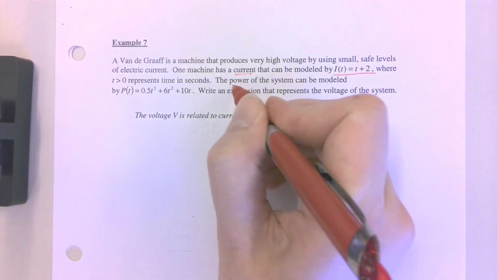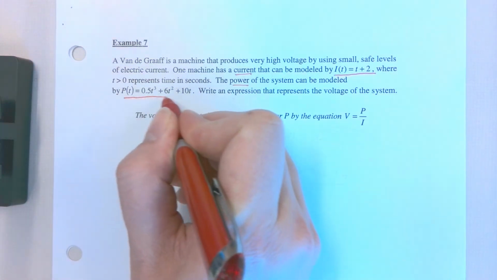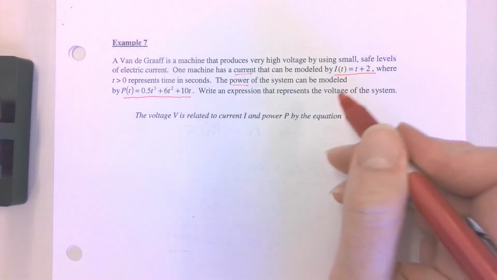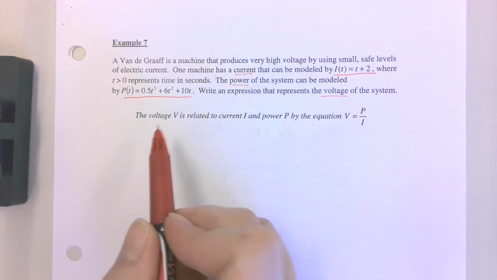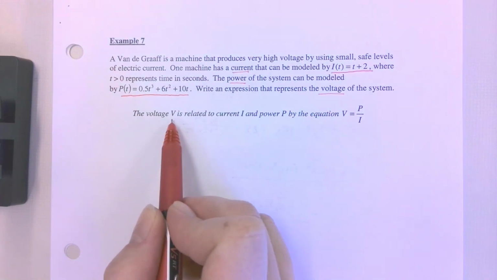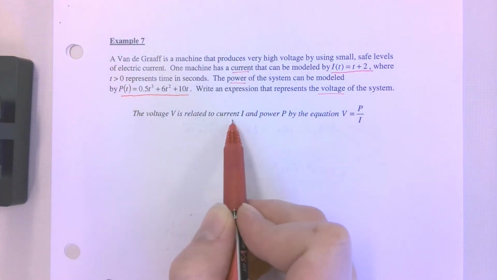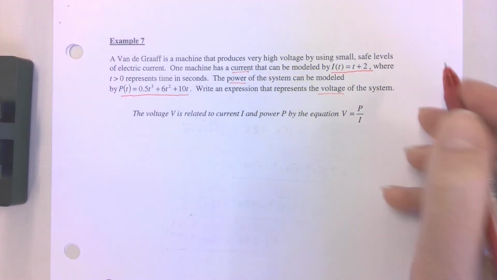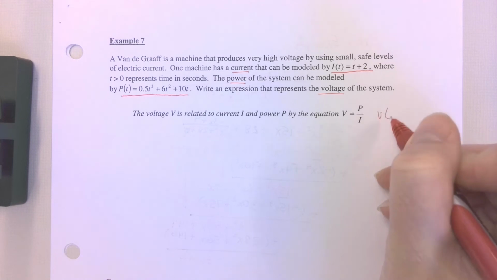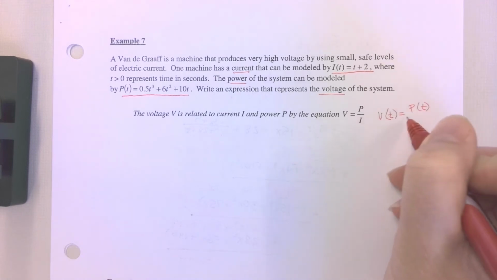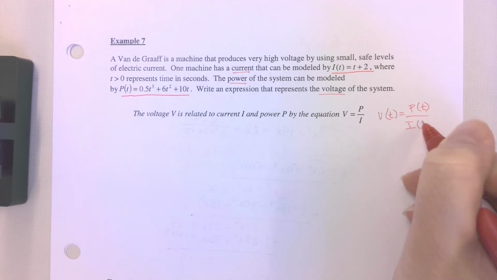Okay, so the power is modeled by P of t. Write an expression that represents the voltage of this system. Quick reminder, since we are not in a physics class, voltage is V, and it stands for the current and power's relationship. So the voltage is found by P over I. So in function notation, V of t is equal to P of t divided by I of t.